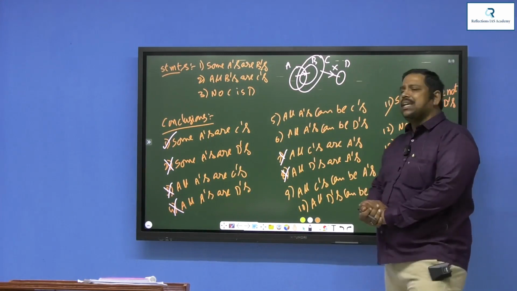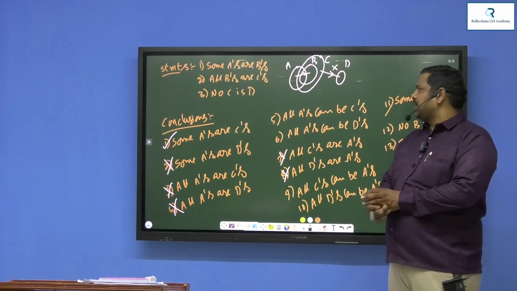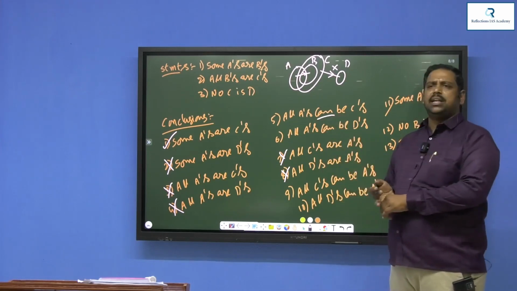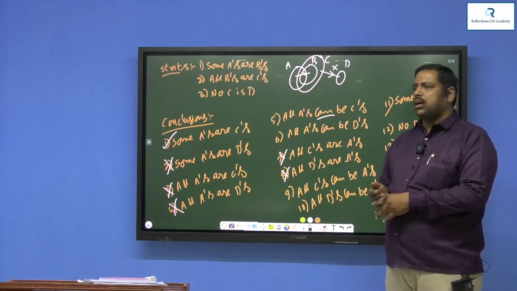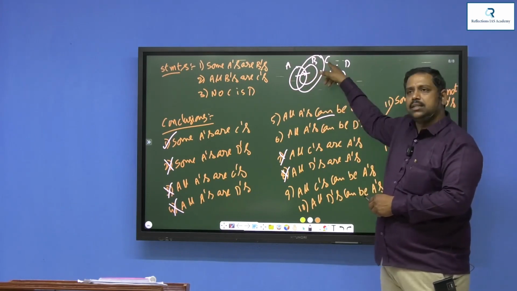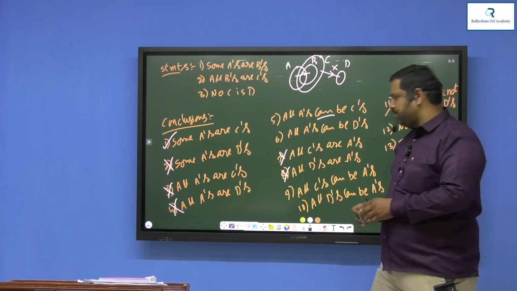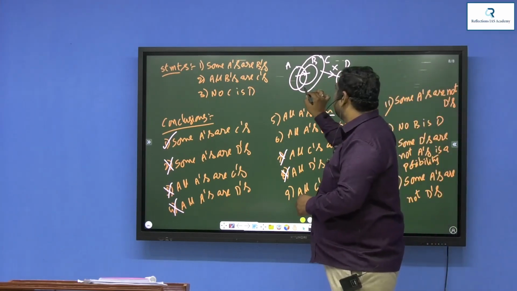All A's can be C's. Can means possibility. Possibility means, is it happening that all A's are C's? All A's are C's? No. So I will amend the basic diagram. This is my amendment.